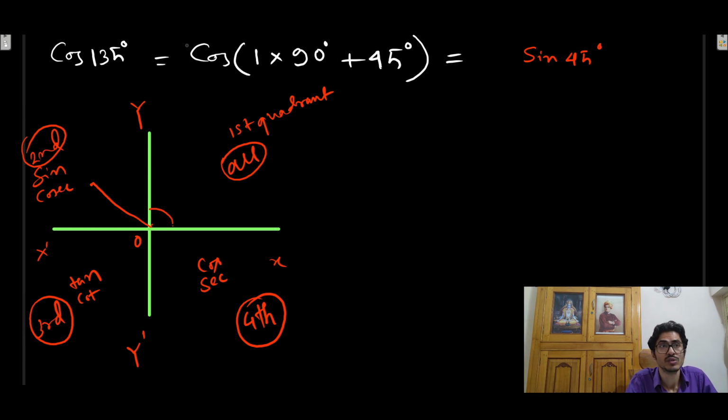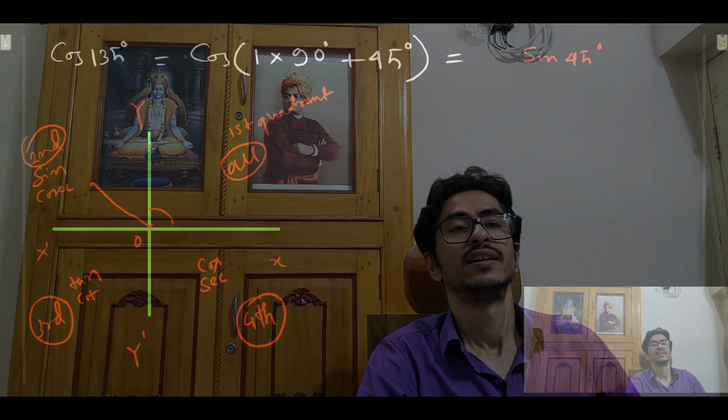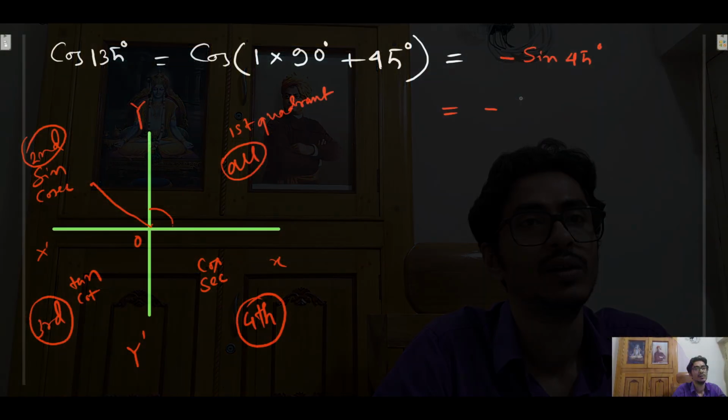Here it is cos, so it will be negative sign. We already learned this in previous classes, but for your convenience I again explain this to you. I think it may be helpful. So minus sine 45 degree, so minus 1 by root 2.